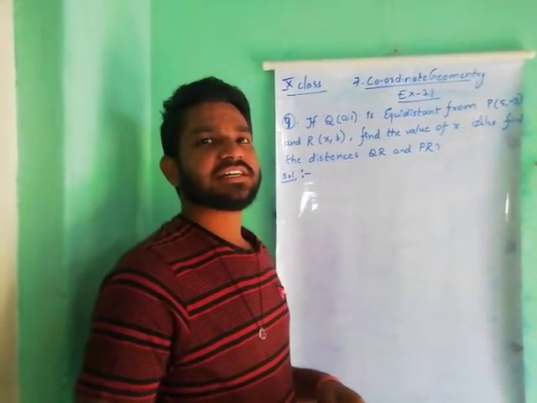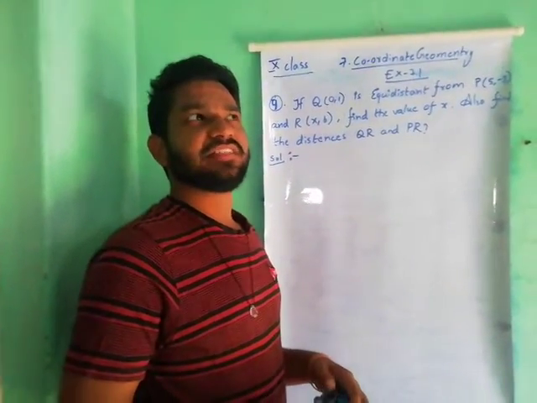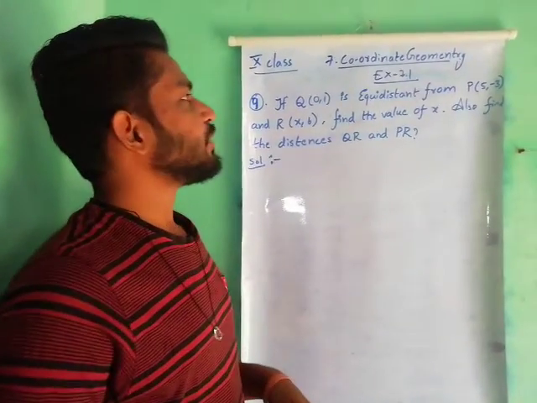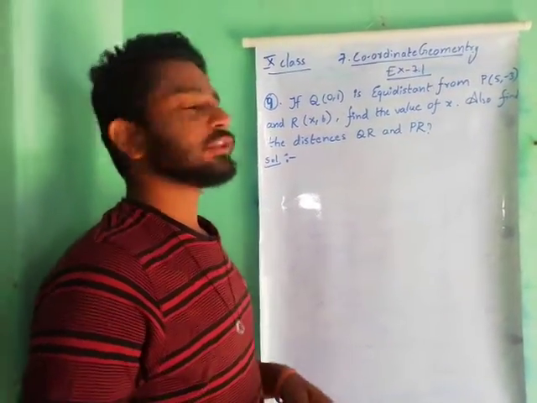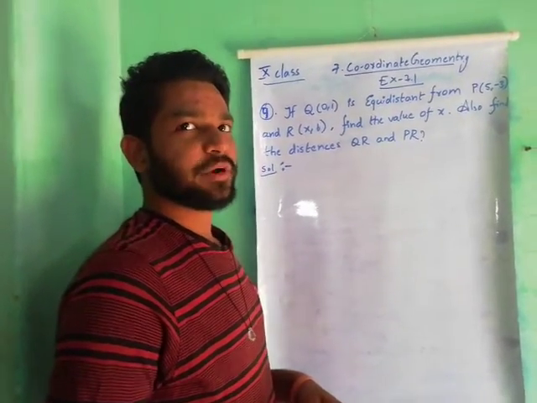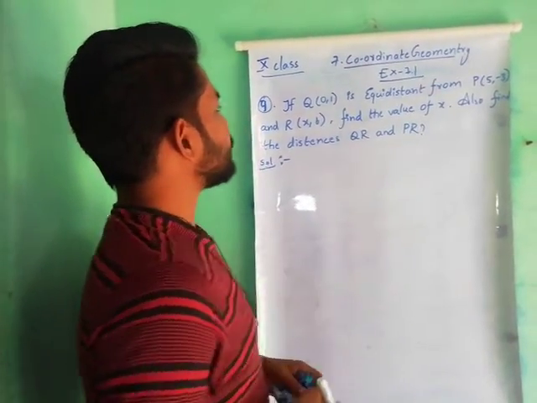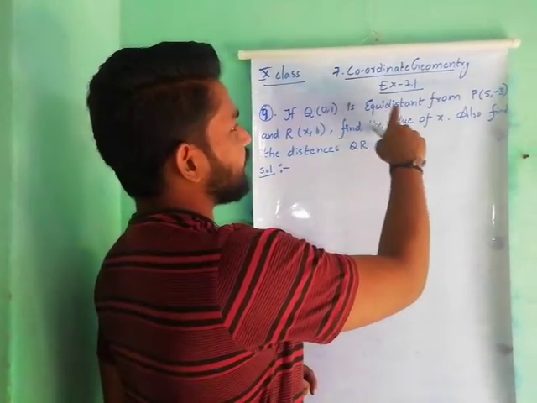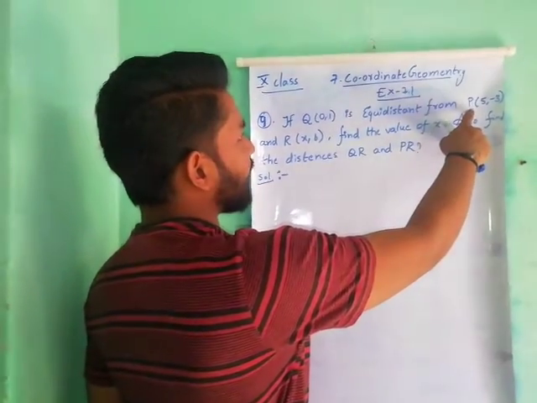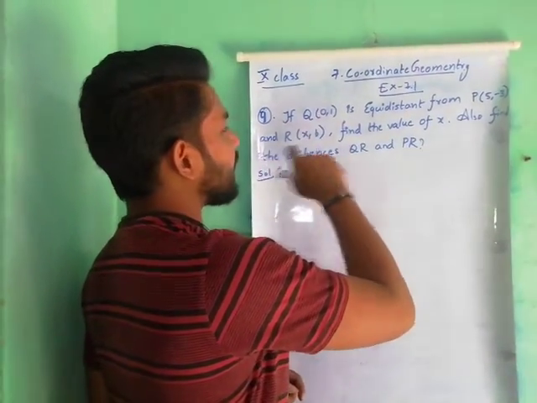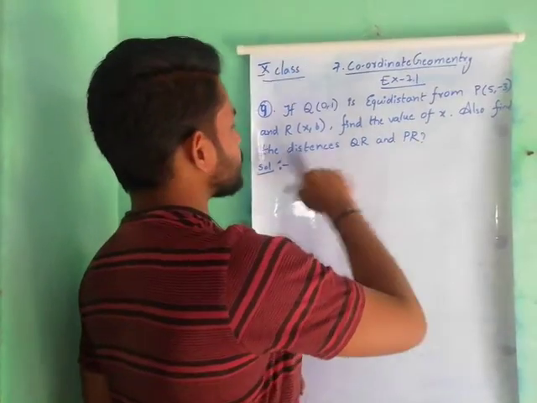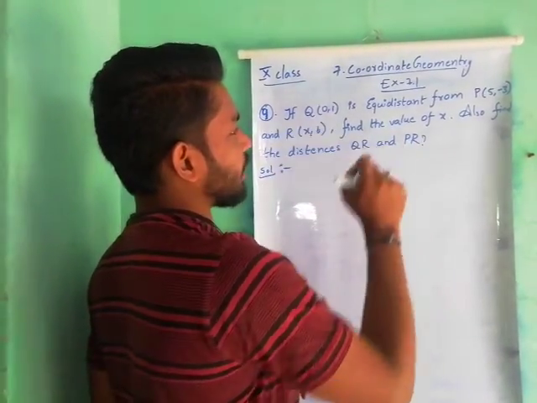In the previous video we discussed the 6th, 7th and 8th problems in exercise 7.1. In this video I am going to explain the 9th and 10th problems in exercise 7.1. Coming to the 9th one: if Q(0, 1) is equidistant from P(5, -3) and R(x, 6), find the value of x. Also find the distances QR and PR.